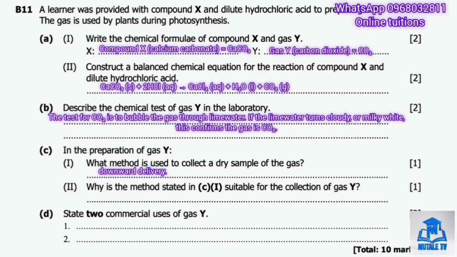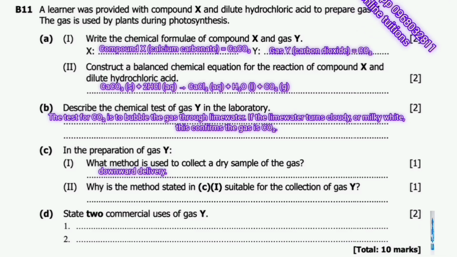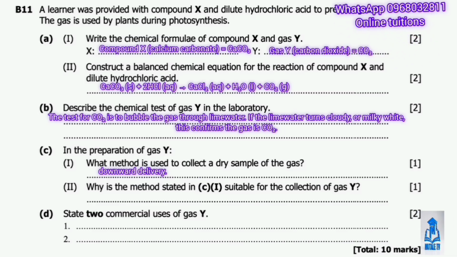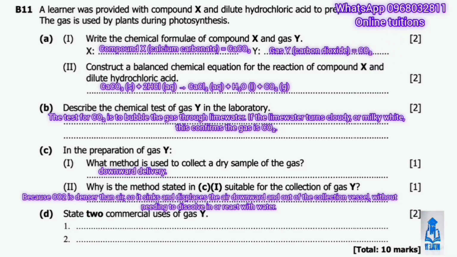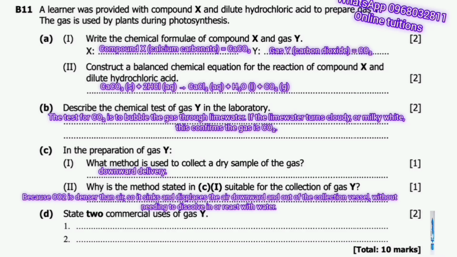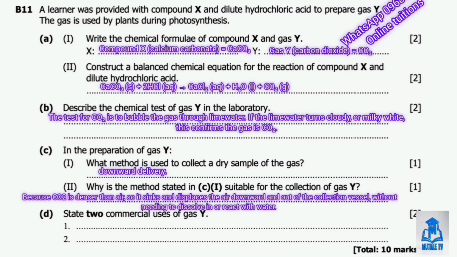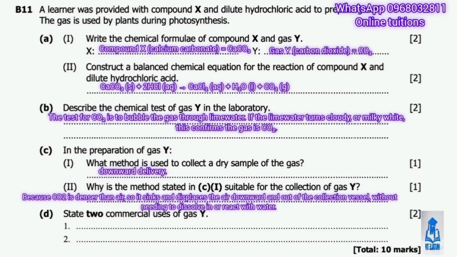Moving on to question C2. Question C2 asks us why this method is suitable for collecting gas Y. This method is suitable because carbon dioxide is denser than air. So it sinks and displaces the air downward and out of the collection vessel without needing to dissolve in or react with water. Since carbon dioxide is slightly soluble in water, which is why we avoid collecting it over water if we want a dry sample.